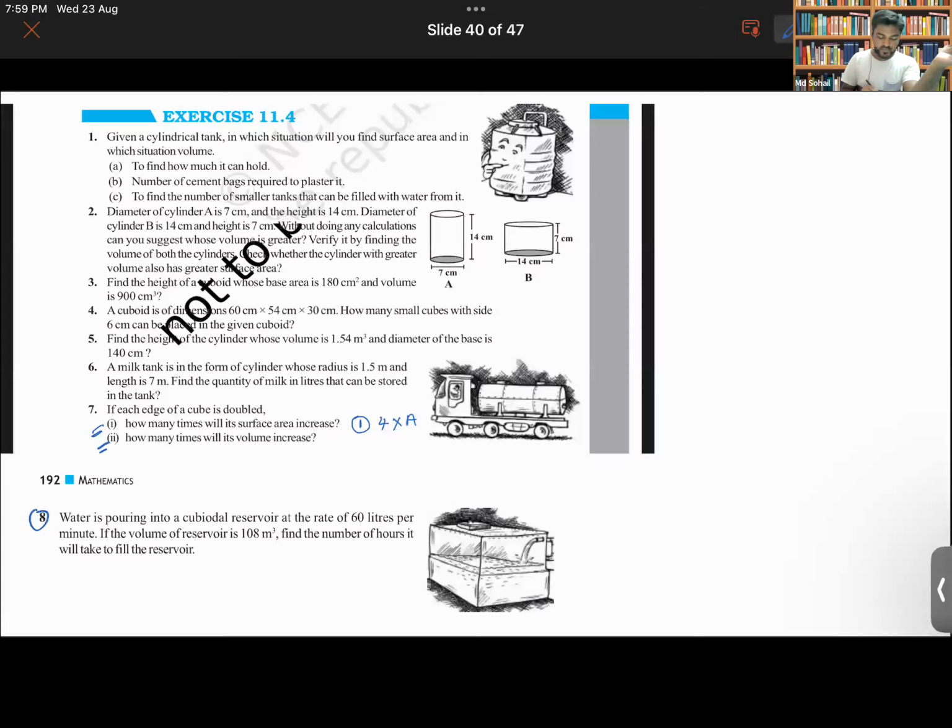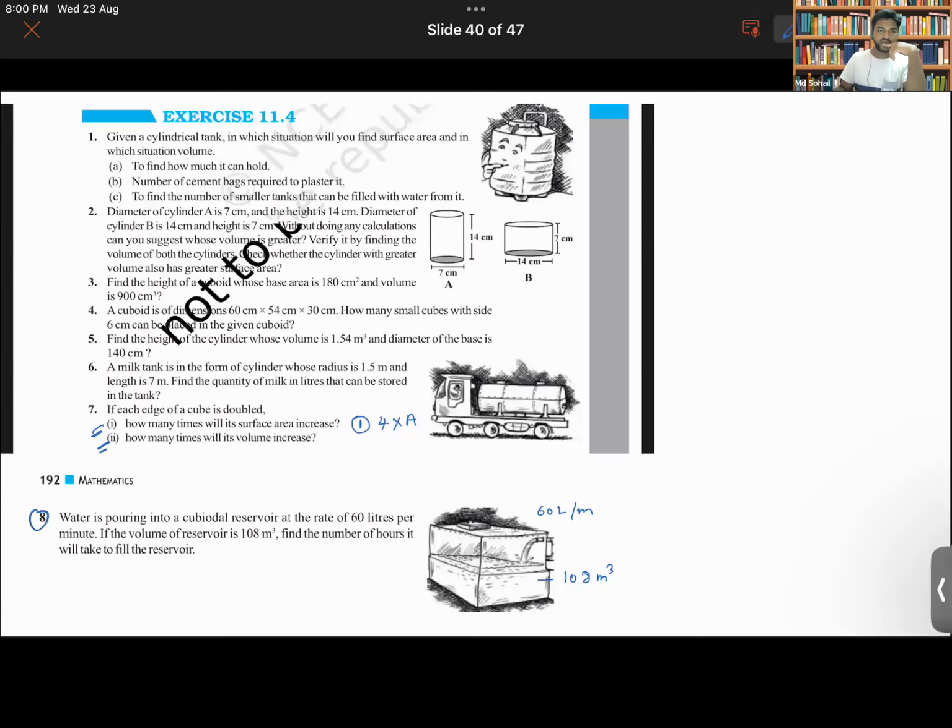Good. So water is pouring into the cuboidal reservoir at the rate of 60 liters per minute, and the volume of this reservoir is 108 cubic meter. Now you need to find the number of hours it will take to fill the reservoir. Any idea how we solve this? You see, the volume is given in cubic meter here.